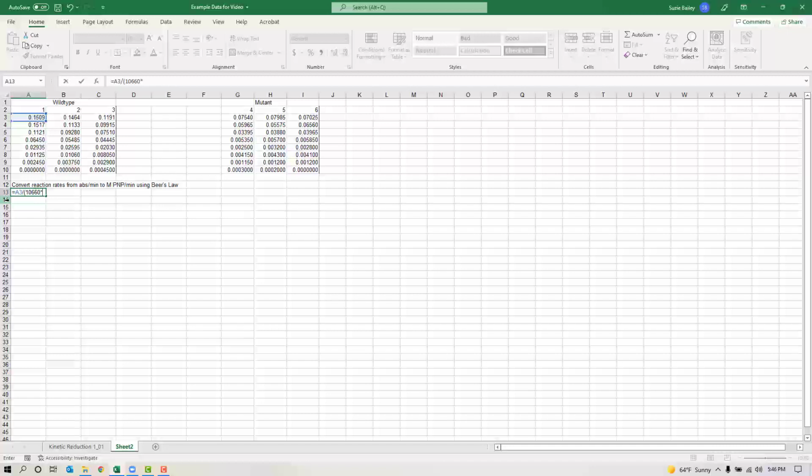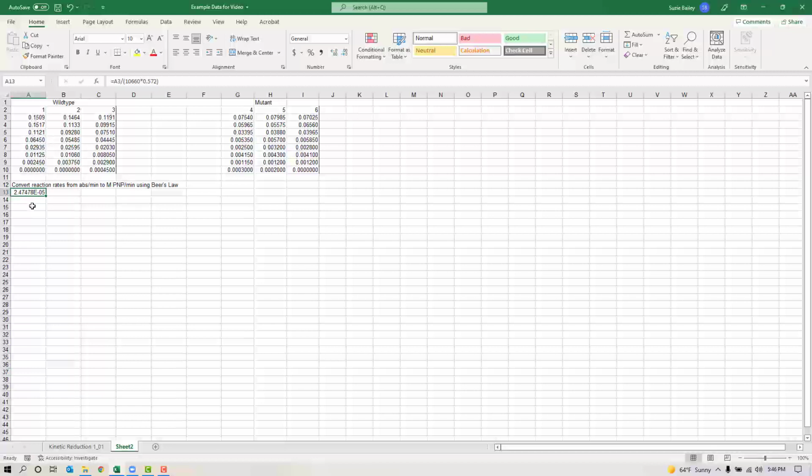And now the path length for our 96 well plates is not 1 centimeter. It's 0.572 centimeters. So that's our path length that we need to type in here. So here's our Beer's law conversion, absorbance divided by the molar absorptivity times the path length. We click enter. Here's our new rate, now converted from absorbance per minute to molarity of PNP per minute.